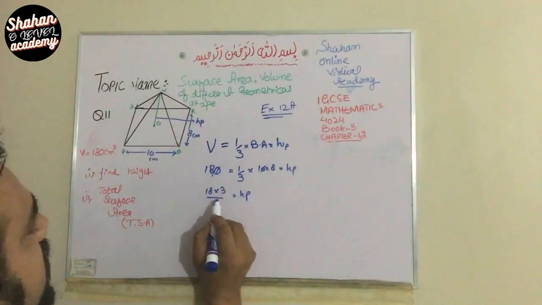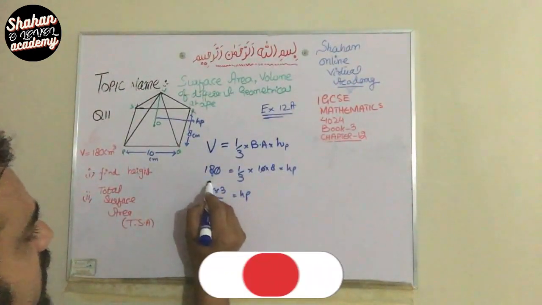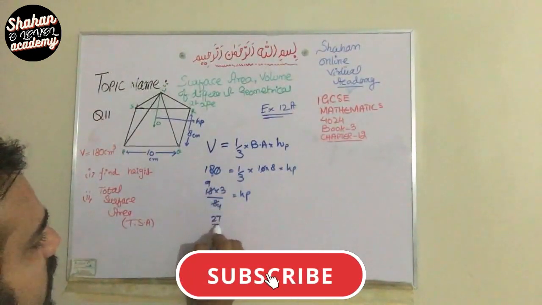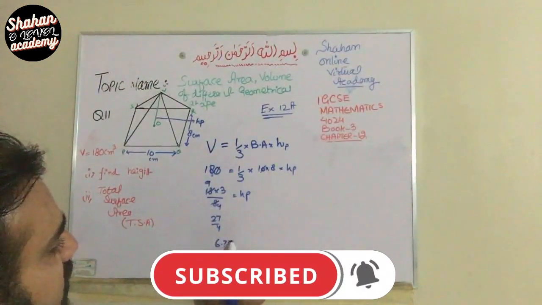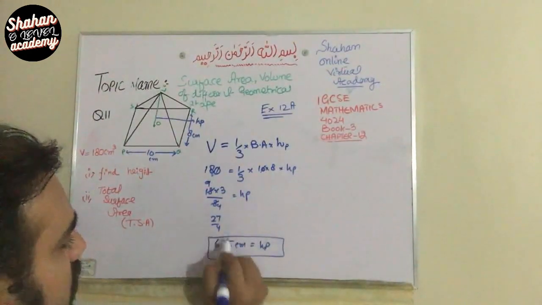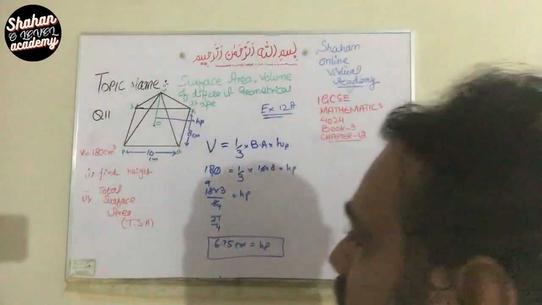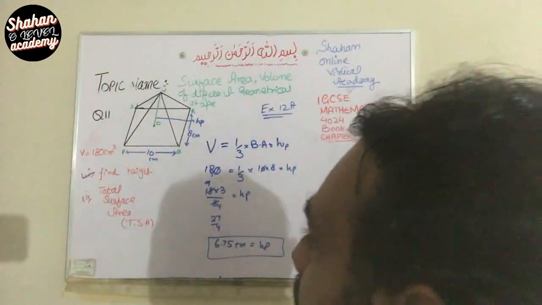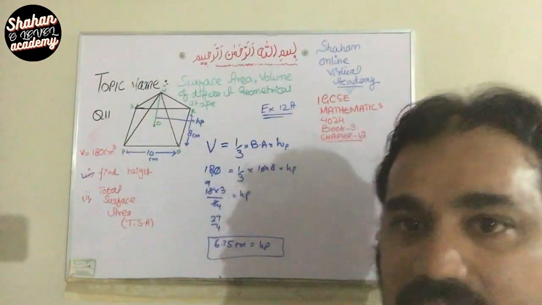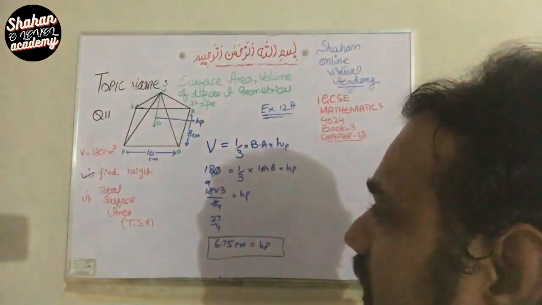So the height of the pyramid we can easily find as 4 times 9 times 27 divided by 4, and 6.75 centimeter is the value of the height of the pyramid. Okay, so alhamdulillah we have done part 1 of question number 11. Now we will move towards question number 11 part 2.